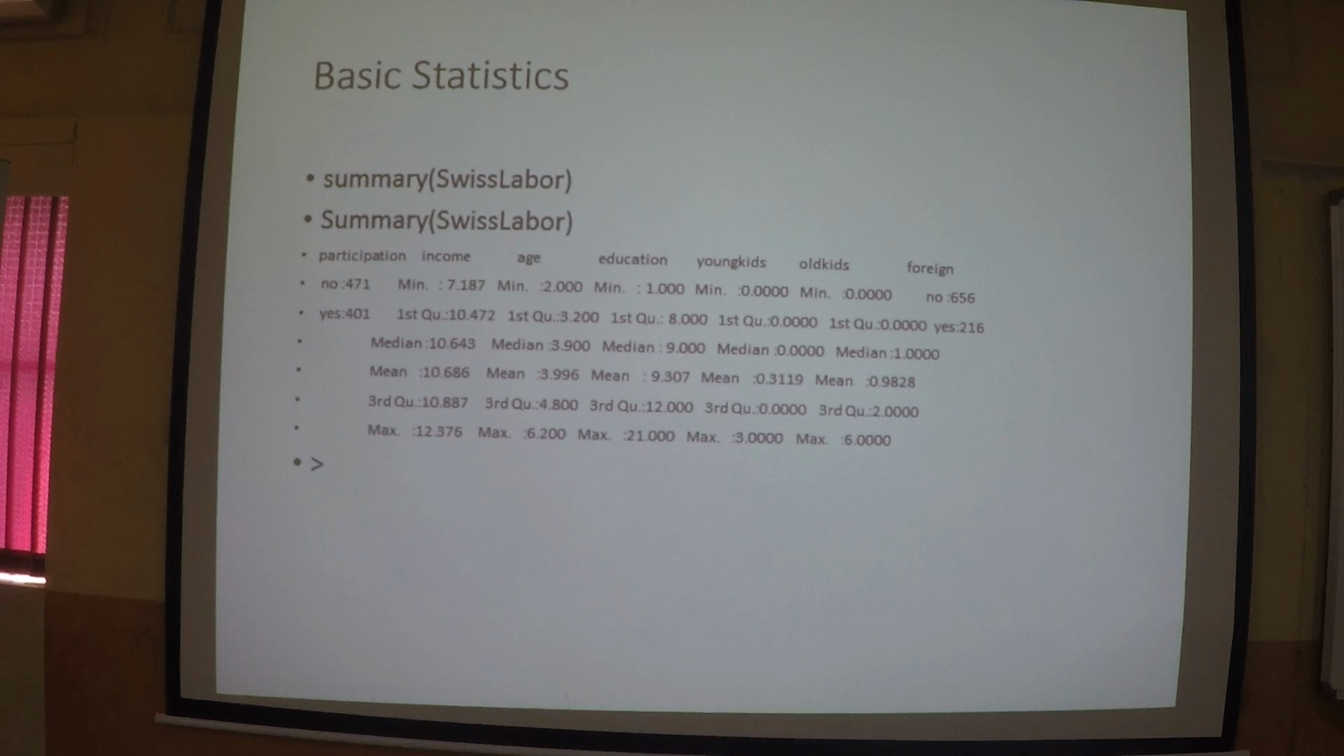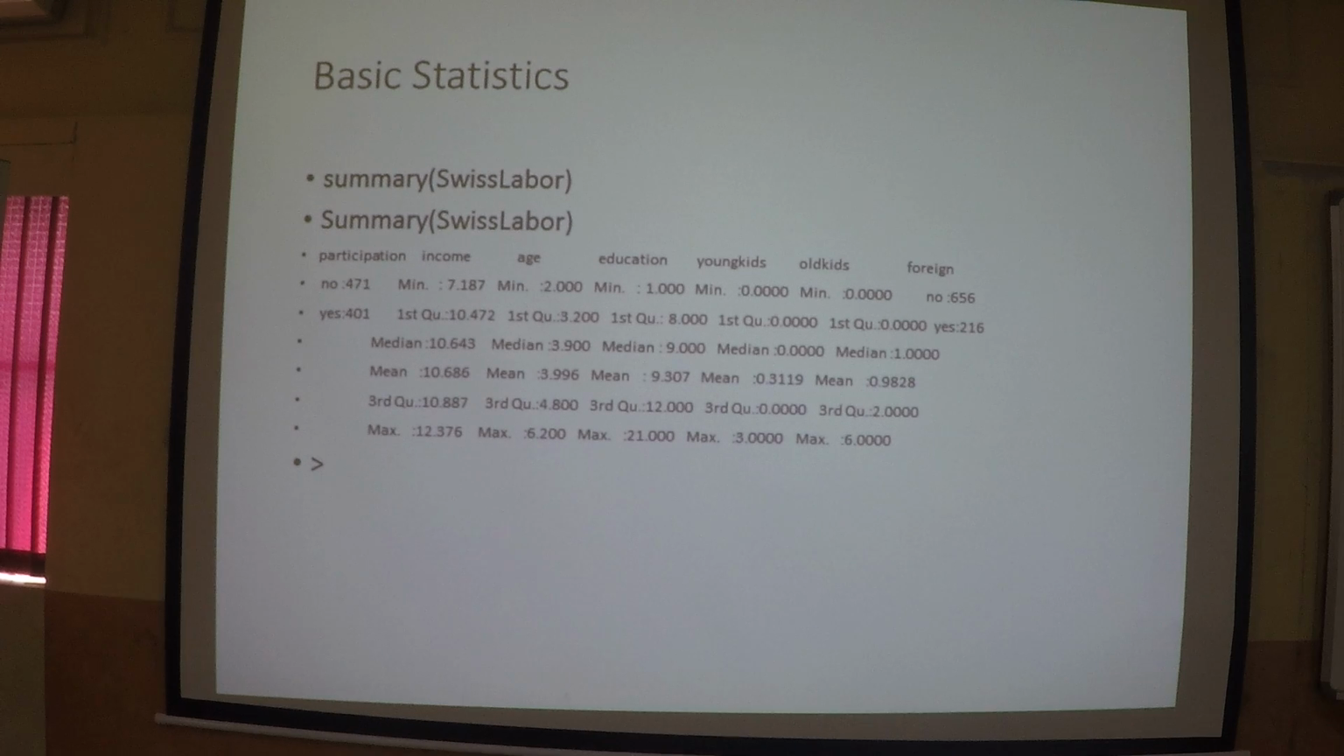The mean age is 20. Education, sorry, the minimum income is 7.187. The first quartile is 10.427. The mean income is 10.686. And so you have the summary of the data. The min age is 20, the max age is 62, and the mean age is 39.96, so roughly 40 years.